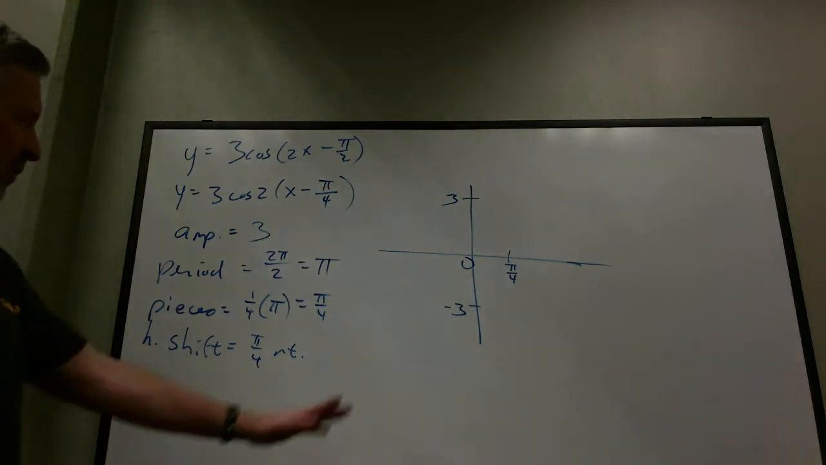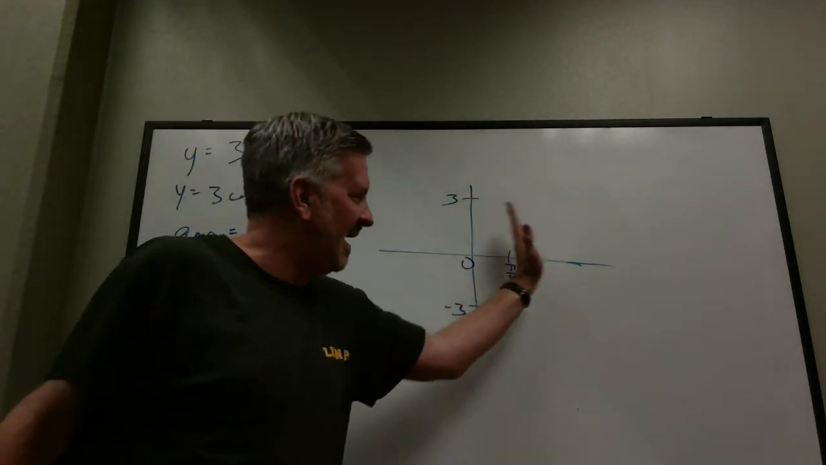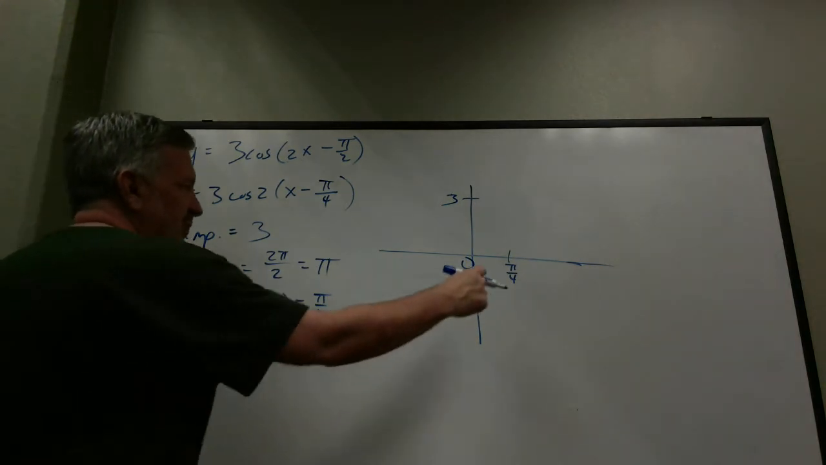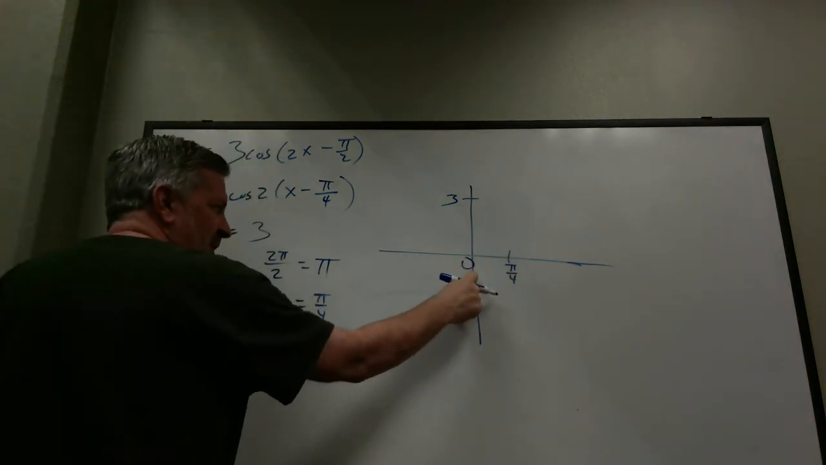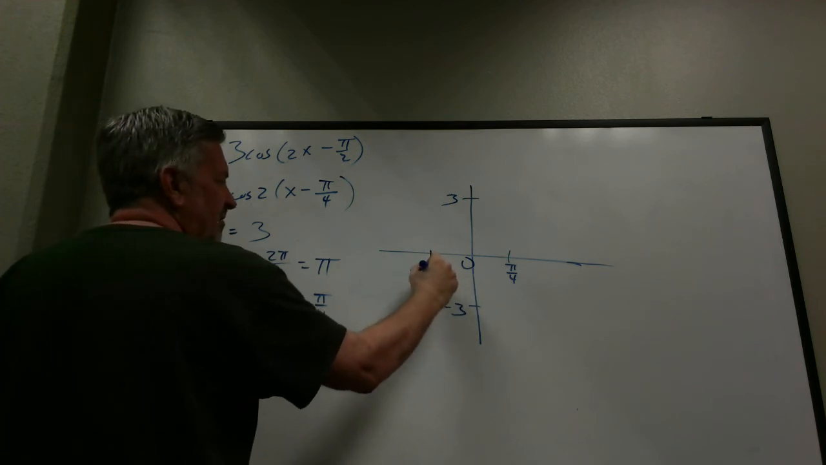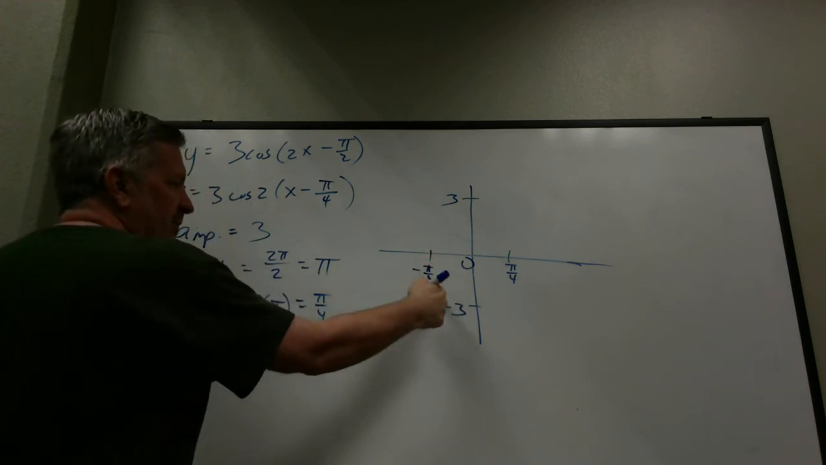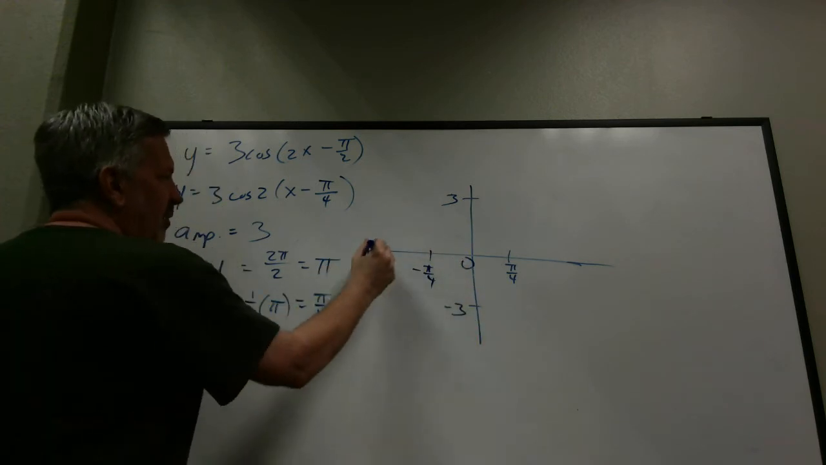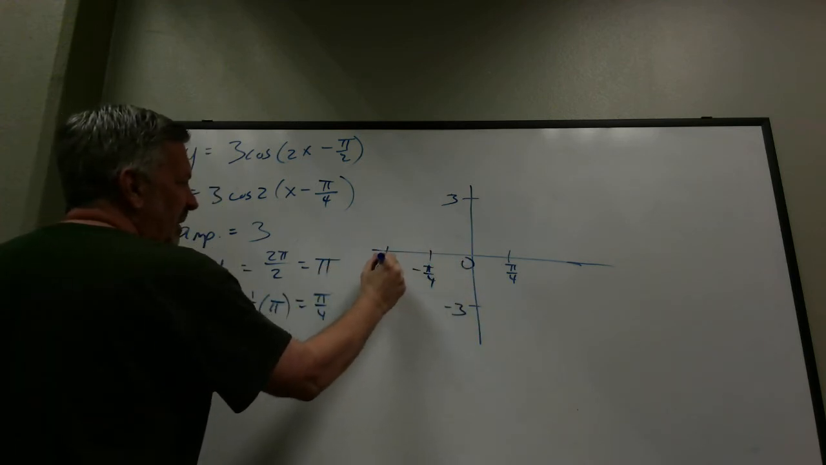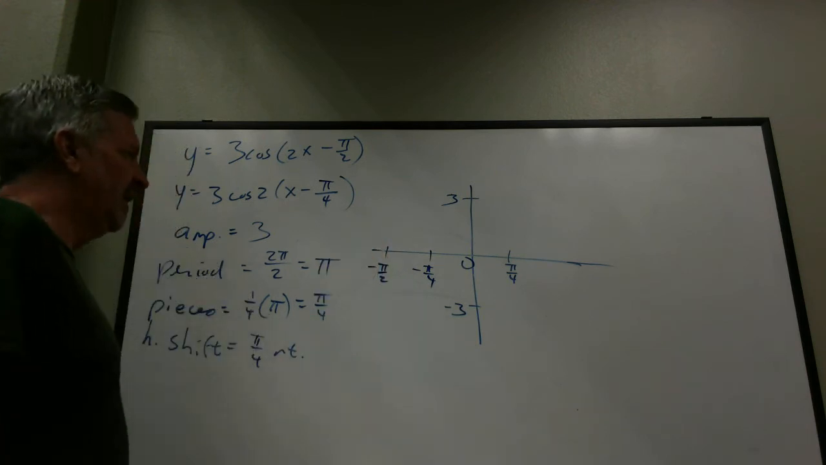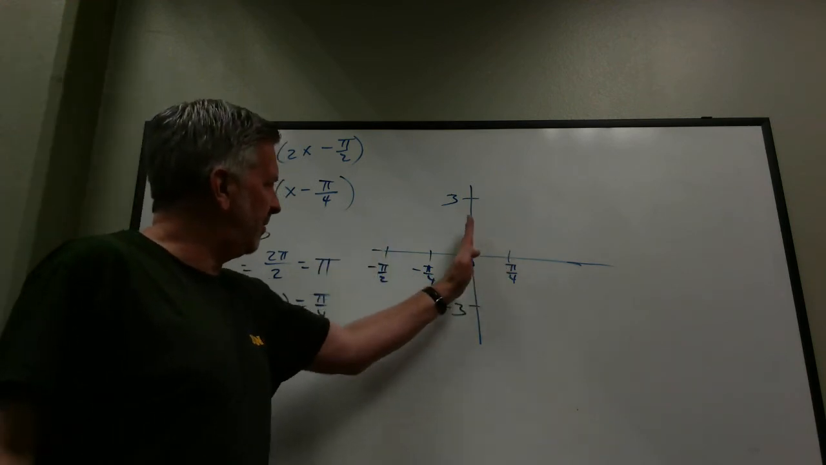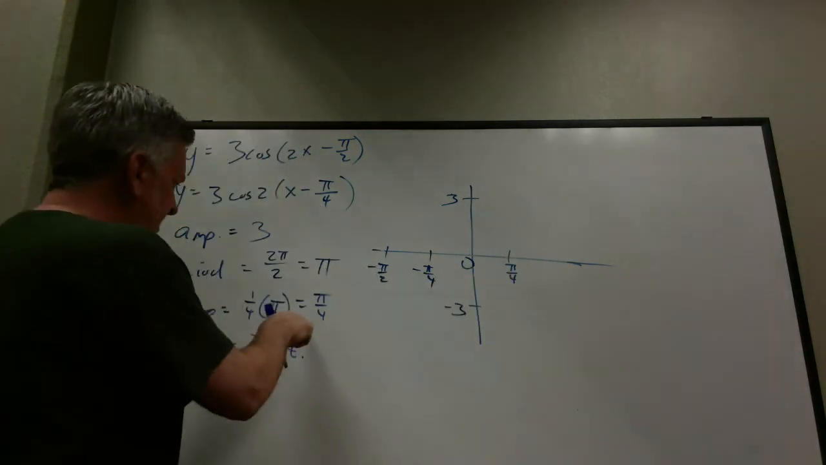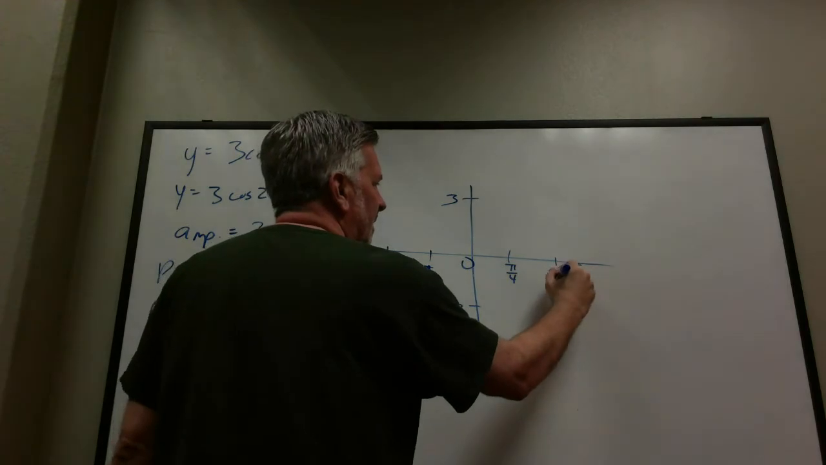Now from here, from pi over 4, I'm going to add and subtract pieces. Now again, the piece and the shift are the same. So if I subtract a piece, I hit 0. I subtract another piece, I'm at minus pi over 4. Subtract another piece. Well, if I'm at minus pi over 4 and I subtract another pi over 4, I'm at minus 2 pi over 4, which is minus pi over 2. So notice I'm going 3 to the left. Let me go 1 to the right from here. Pi over 4 plus another piece, pi over 4 is pi over 2.